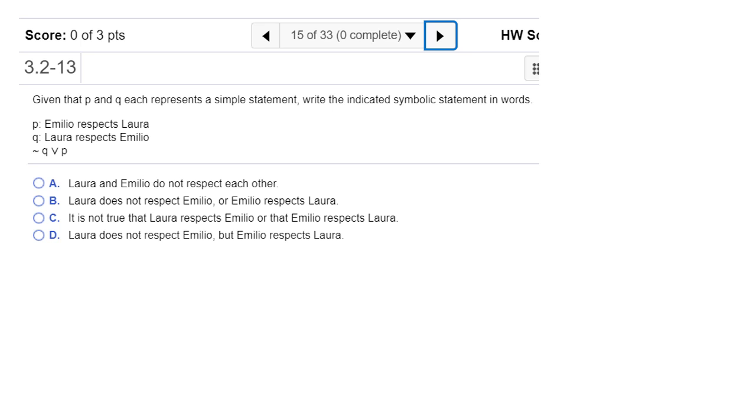In this statement, we have Emilio and Laura again, but we want not Q. The symbol here is or P. So I need Laura to be mentioned first. Now, here it says Laura respects Emilio. I need Laura does not respect Emilio, which would be right here in my answer choice B, and it would also be in my answer choice D. So Laura does not respect Emilio. I need the word or. I see the word or here. And then Emilio respects Laura. My answer choice would be B.